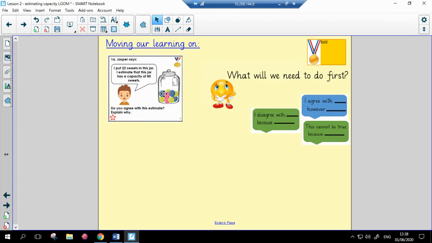So we're moving our learning on in this way. My question to you that I'd like you to think about is, what will we need to do first? Jasper says, I put 22 sweets in this jar. I estimate that this jar has a capacity of 80 sweets. Do you agree with this estimate? Explain why. I think the first thing we need to do is to have a look at the jar and see how full it is now with the 22 sweets. And then we'll be able to make a sensible estimate on how much the capacity of the jar could be. Good luck with that question.